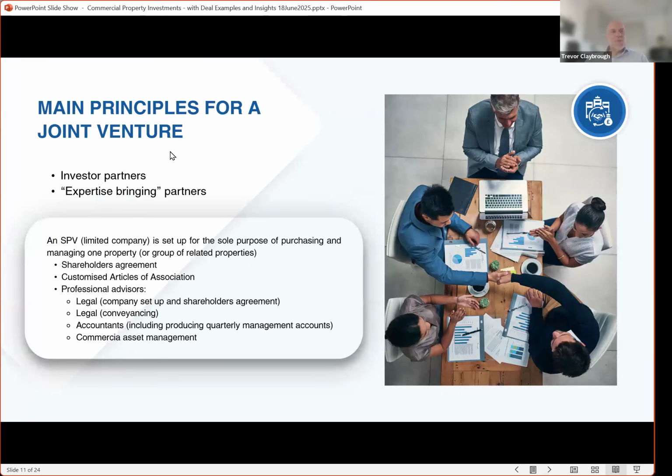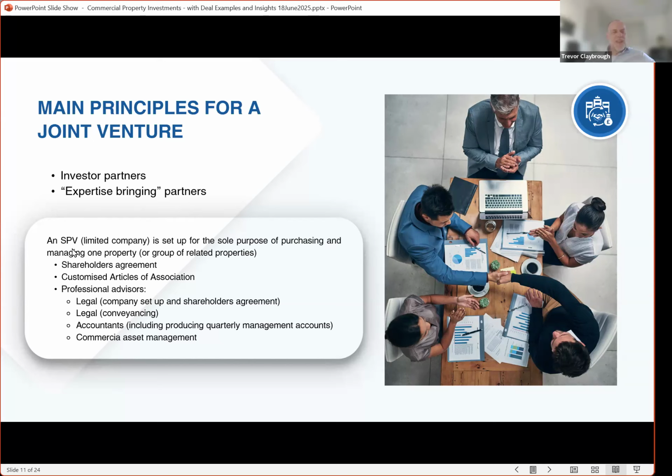And the main principles for a joint venture: we've got what we call investor partners and expertise bringing partners. So investor partners are bringing the money, and investor partners have a majority share in the joint venture partnership. And the expertise bringing partners are generally not bringing money, or it might be a small amount of money, but bringing expertise in the sense of managing and making sure everything is running successfully.